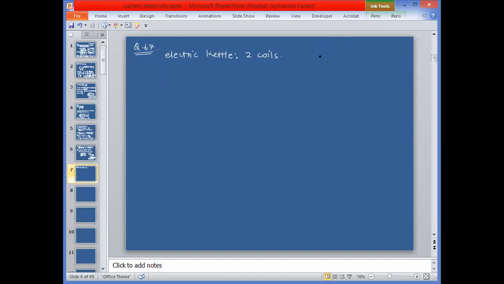When one coil is switched on, it takes 15 minutes to boil water. Okay. First coil, if it is made on, it takes time T1 equal to 15 minutes to boil water. Water boil करायला पहिली coil किती वेळ घेते बा? 15 minutes. Next.